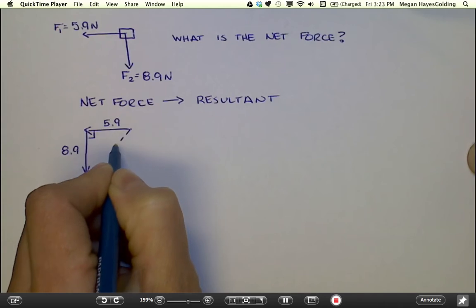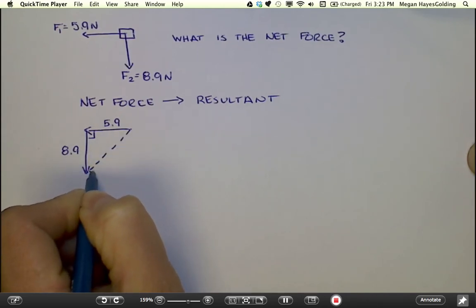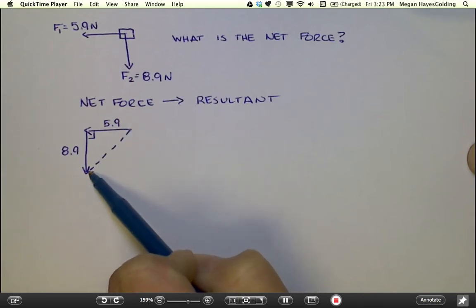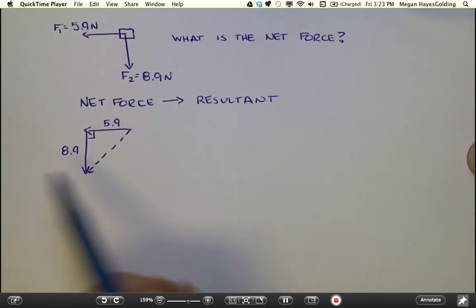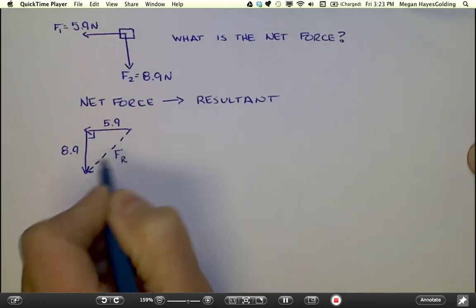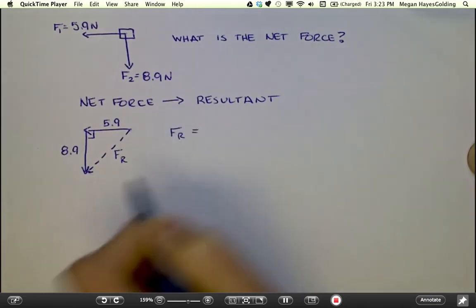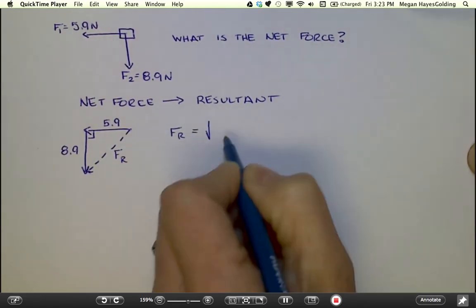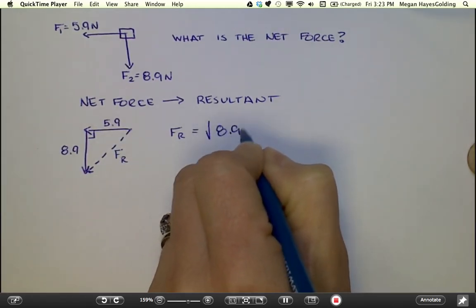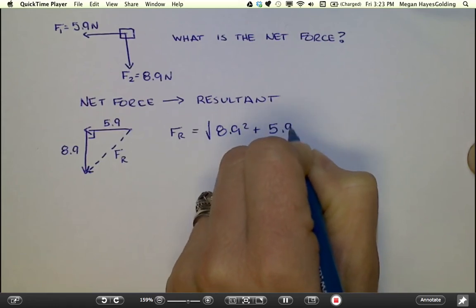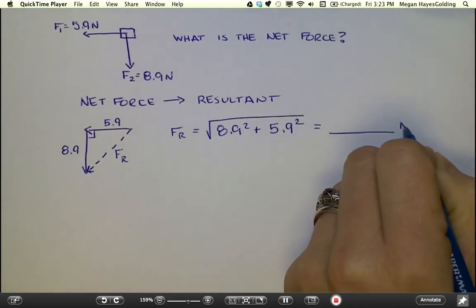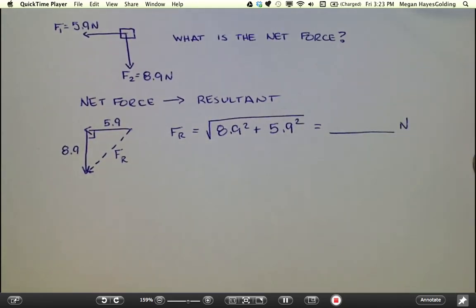The resultant will go from the base of the first vector to the head of the second vector. In other words, it goes from your starting point to your finish point. The resultant force magnitude would be the Pythagorean theorem to solve this right triangle for the hypotenuse. 8.9 squared plus 5.9 squared, all under a radical. I'll leave that for you to calculate.